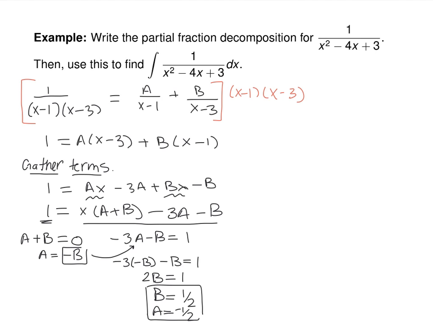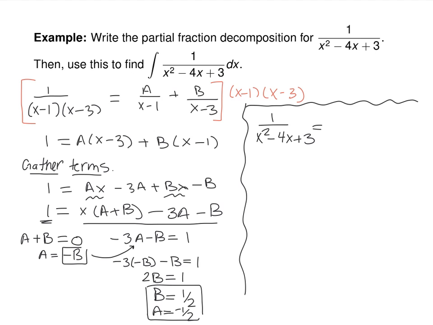So what that tells you, I gotta give myself some more space here. That tells you that 1 over x squared minus 4x plus 3 came from taking negative 1/2 over x minus 1 and adding it to positive 1/2 over x minus 3. And if you want to check your answer, you can combine the terms on the right side and that will work. Now before we actually do the integral, I want to show you the other method that I'm going to call the cover-up method.